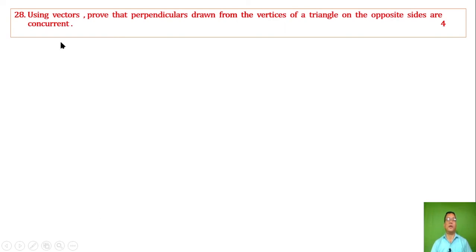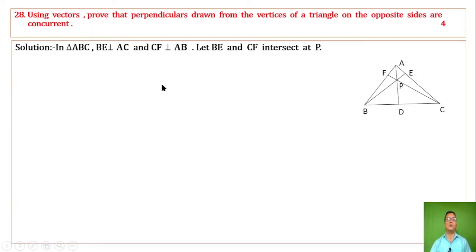28. Using vectors, prove that perpendiculars drawn from the vertices of a triangle on the opposite sides are concurrent. That is, the perpendiculars from the vertices to the opposite sides pass through one common point.